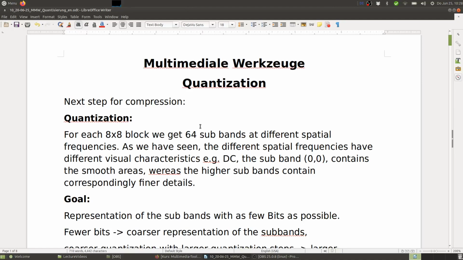Hi everybody, welcome to the next lecture on Multimediale Werkzeuge, this time on quantization. So this is the next step for compression.